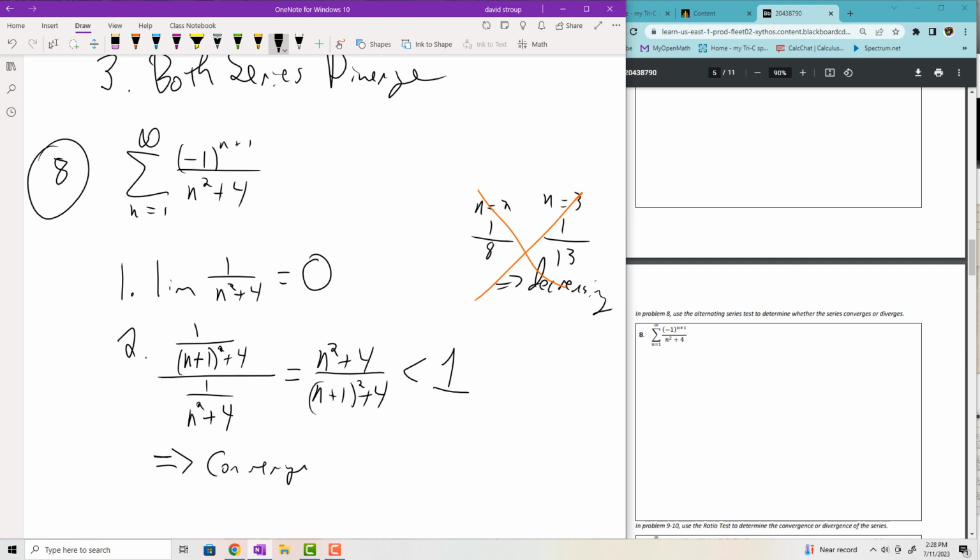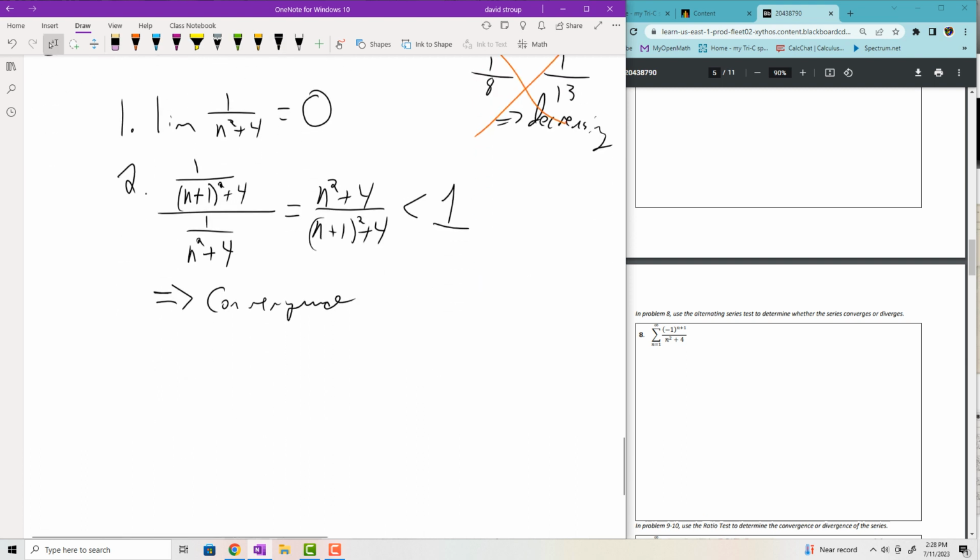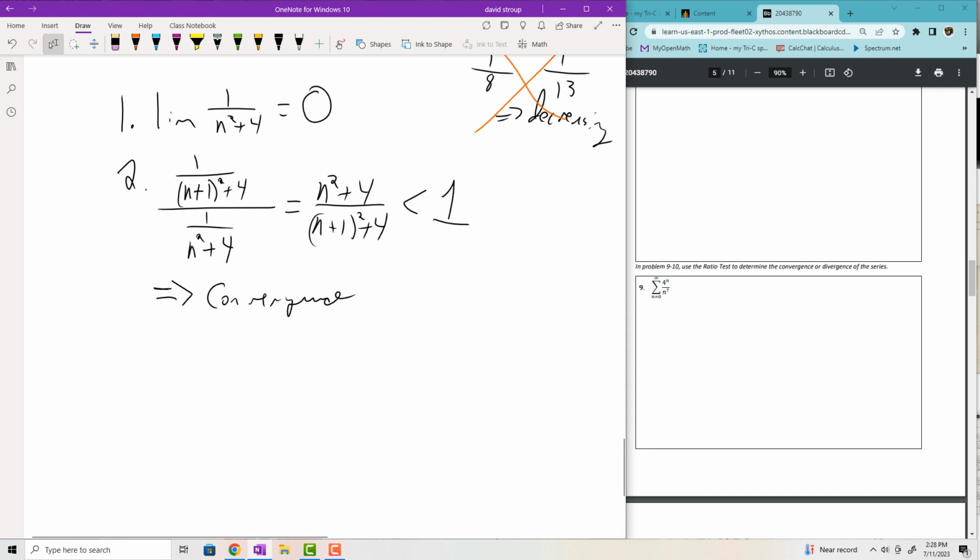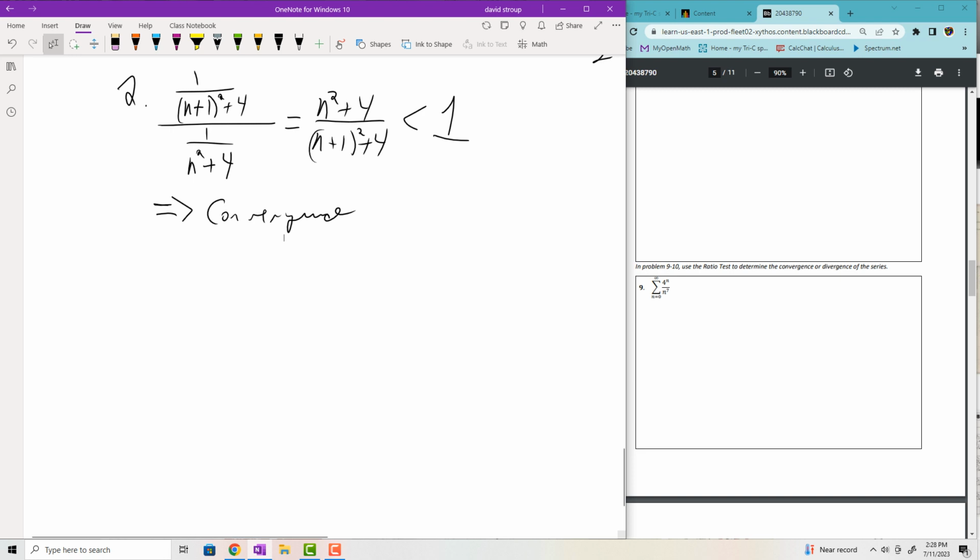Okay, so I'm not going to put any of the conditional convergence or the absolute convergence stuff on the test. Those are in the homework. I hope that's good enough for you.